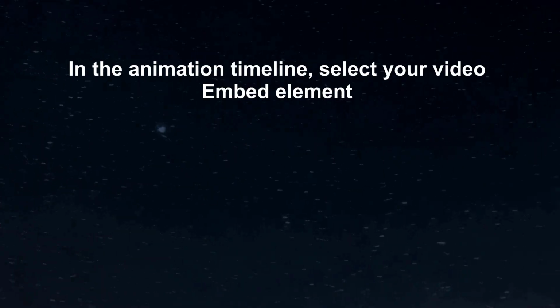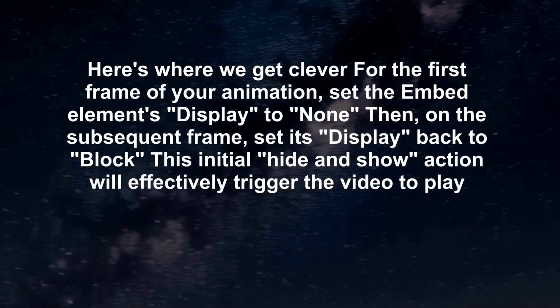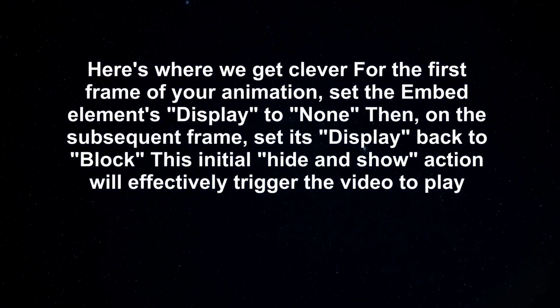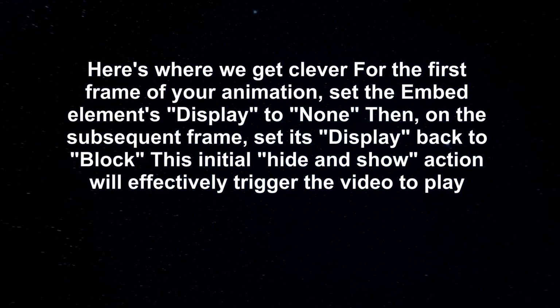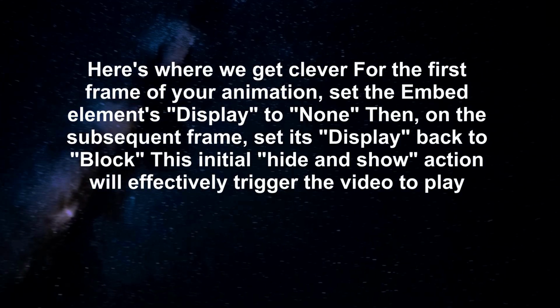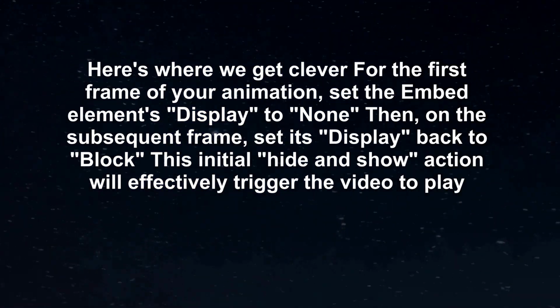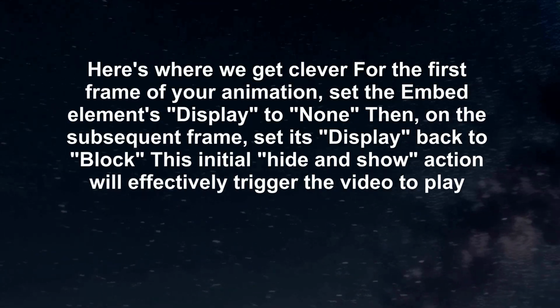In the animation timeline, select your video embed element. Here's where we get clever. For the first frame of your animation, set the embed element's display to none. Then, on the subsequent frame, set its display back to block. This initial hide and show action will effectively trigger the video to play.